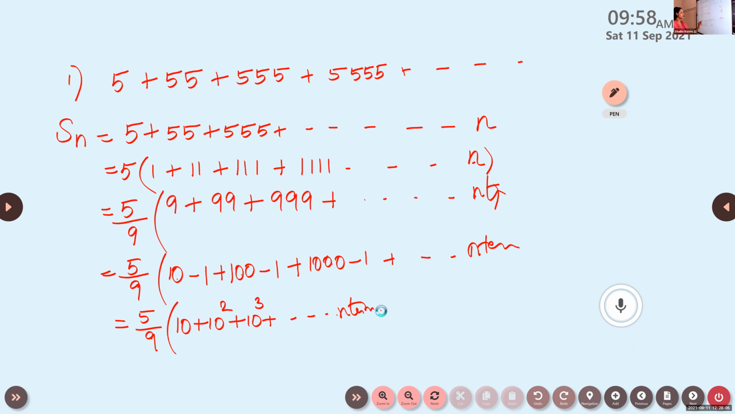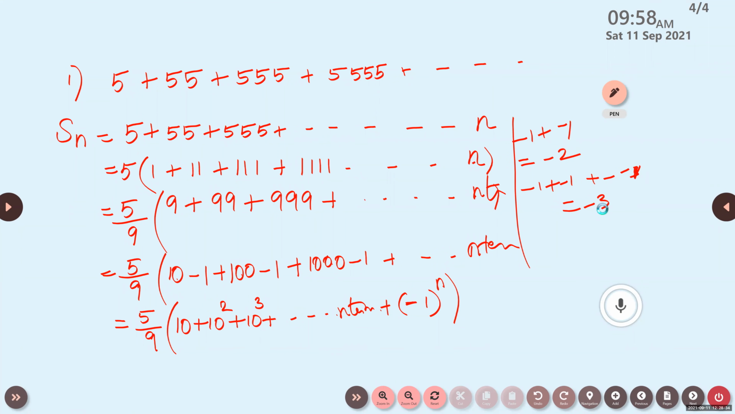Then if you look at minus 1, minus 1, minus 1, minus 1, how many times will we get? Plus n times. So we can write this as plus minus 1 plus minus 1, etc., n times. What is minus 1 plus minus 1? When you add minus 1 two times, what you will get? Minus 2, isn't it? So minus 1 plus minus 1, if you add it 3 times, what you will get? Minus 3, isn't it? So same way here, minus 1, if you add it n times, what you will get?